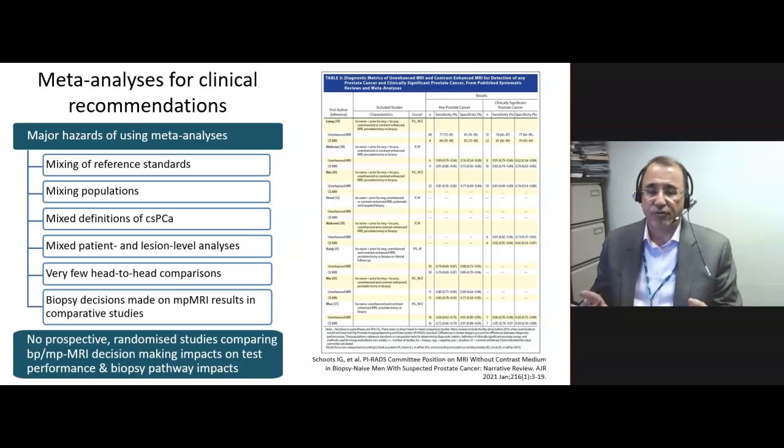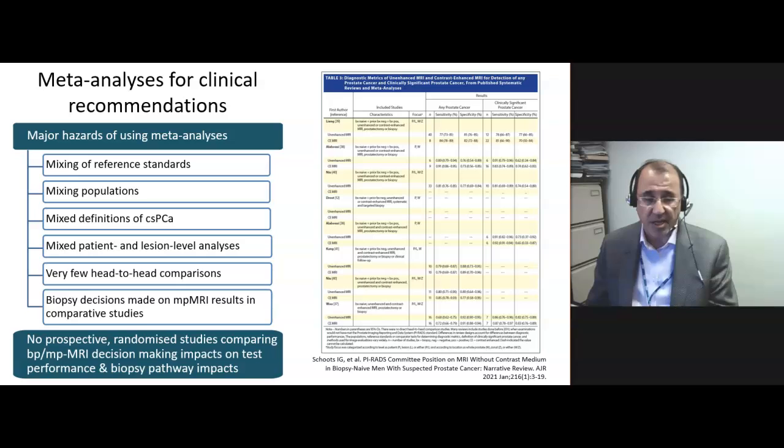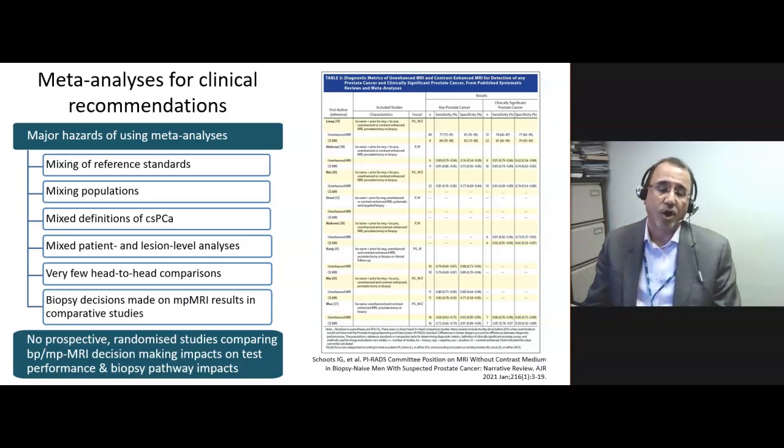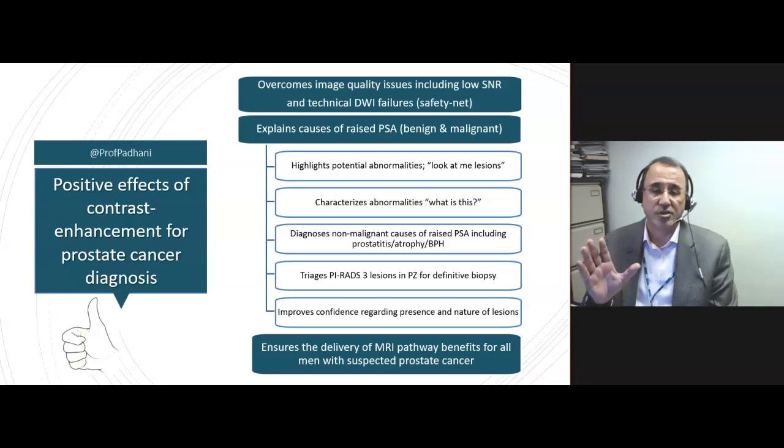And there were very, very few head-to-head comparison studies between biparametric and multiparametric MRI. And when there were comparisons made, the decision to biopsy was based on a multiparametric approach, not on the biparametric approach. In fact, there are no prospective randomized studies comparing biparametric and multiparametric MRI decision-making and how they impact on biopsy, on the test performance and biopsy pathway. And there just isn't strong enough data to recommend biparametric MRI currently.